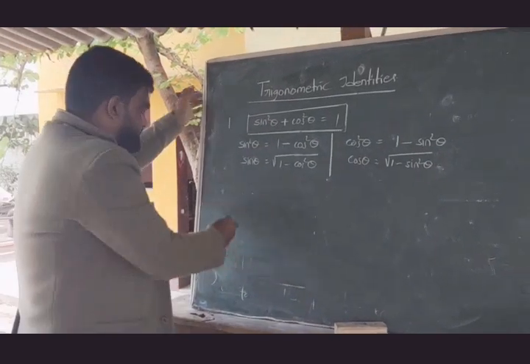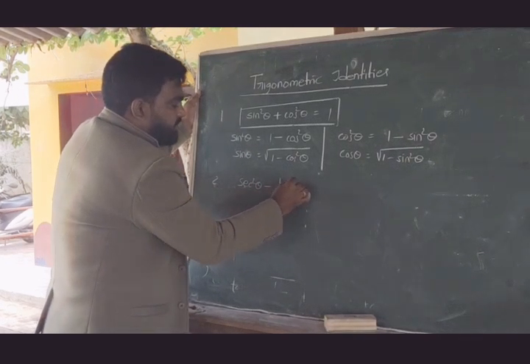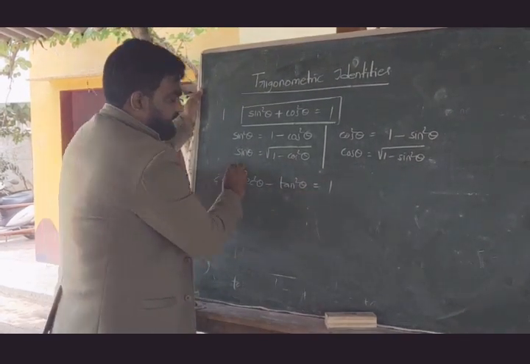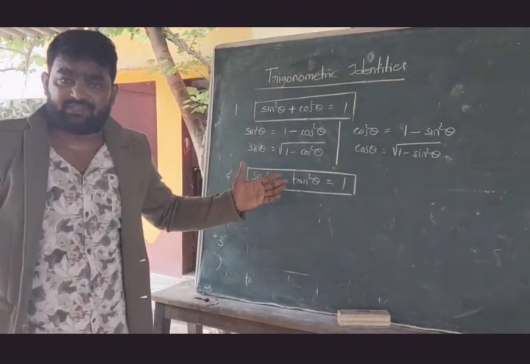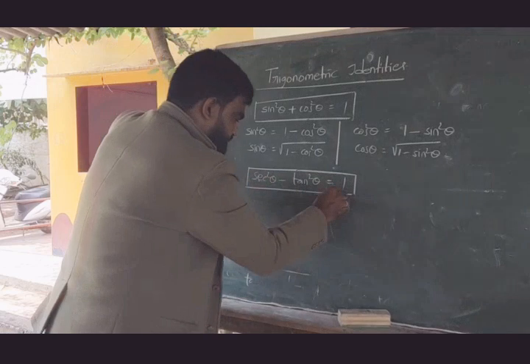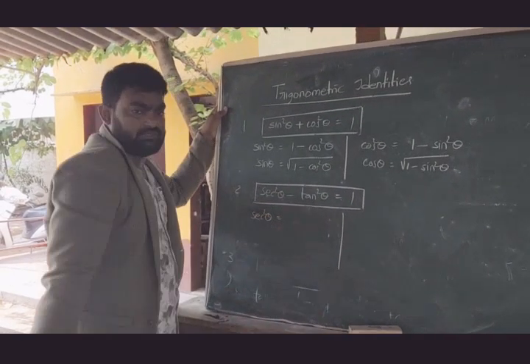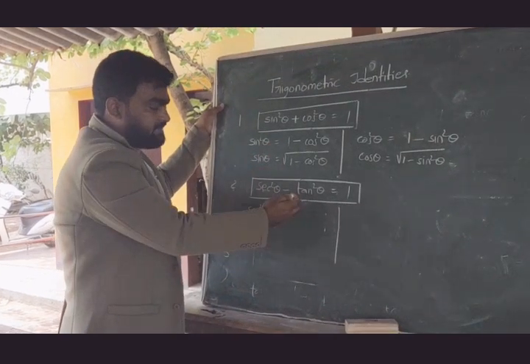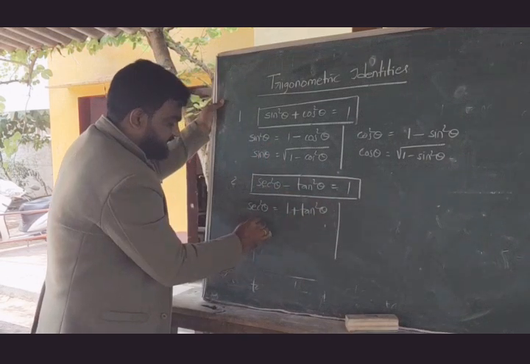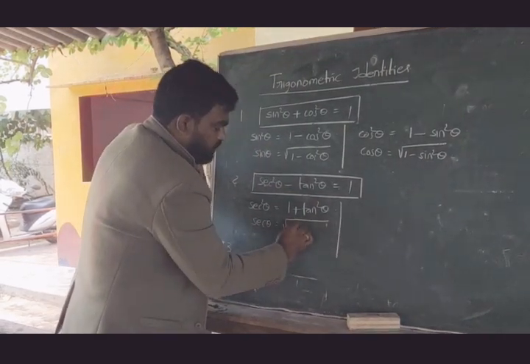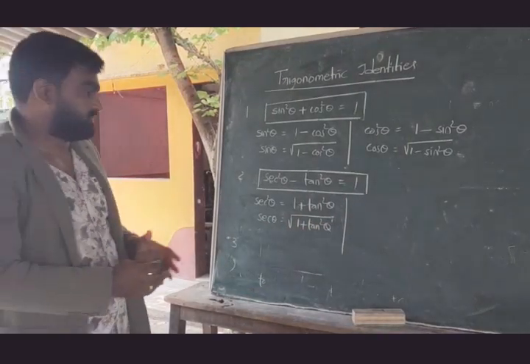Okay? Second one, secant square theta minus tan square theta equal to 1. This is the second identity. So, secant square theta is equal to, by transposing minus tan square theta, we get 1 plus tan square theta. So, secant theta is equal to root over 1 plus tan square theta.